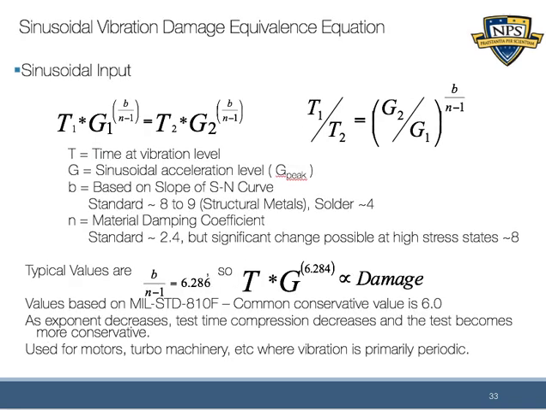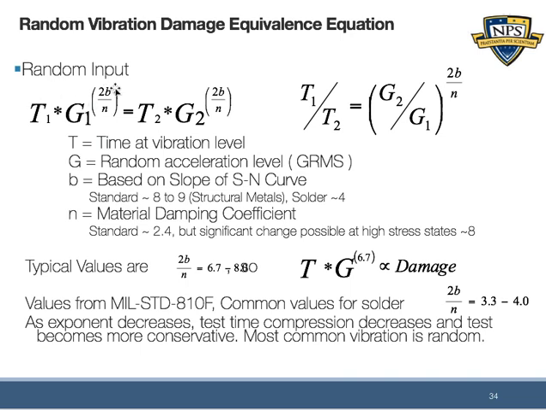So let me back up. Sorry, it's not exactly the same. The exponent is different. So we have b over n minus 1 here. The difference here is we have 2b over n here. So the values of b and n are the same, but the overall exponents are what changes if you have random vibration versus sinusoidal vibration. So an important distinction, but again, the values are the same. And all the principles on the slide are the same.